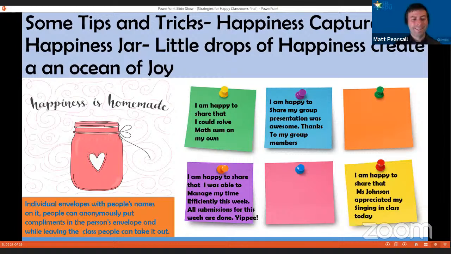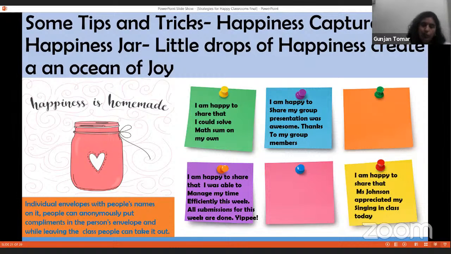Another nice tip and trick. She also liked this very much. Happiness captured in a happiness jar. Little drops of happiness make an ocean of joy. So students can write why they're happy, which can be put up on the classroom bulletin board.